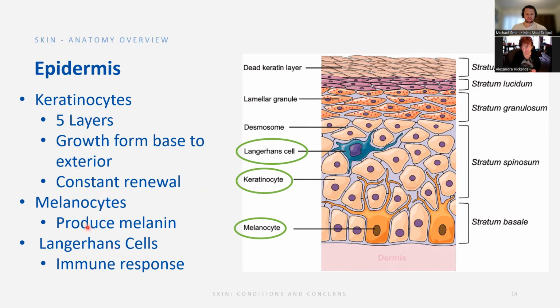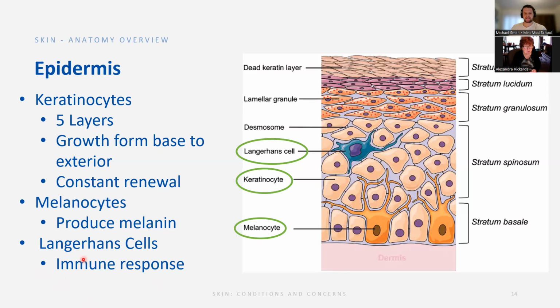The other two cell types include melanocytes, and they famously produce melanin. And that is very, very important and helpful for absorbing UV light that enters our skin and to help disperse that as well. And the melanin produced by the melanocytes also contributes to skin pigmentation.